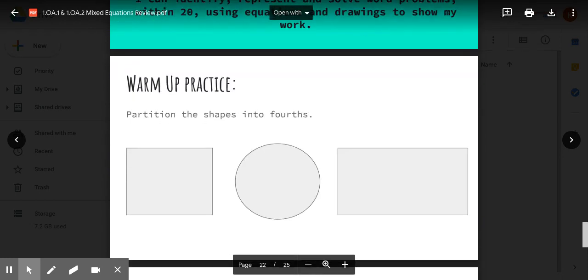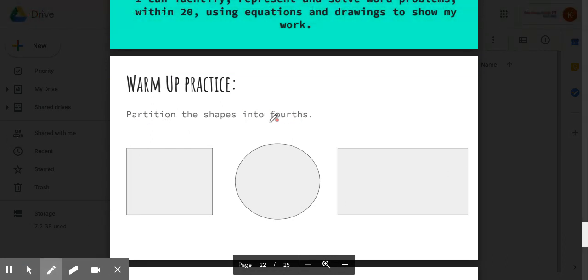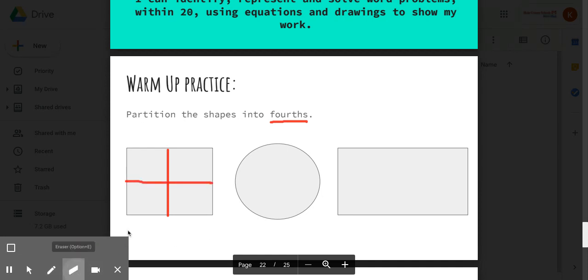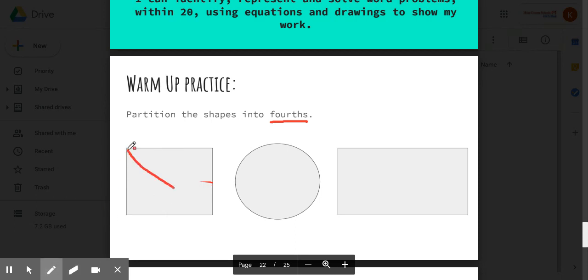First, we're going to begin with a warm-up. For today's warm-up, we are going to partition the shapes into fourths. So partition or cut the shapes into 4 equal parts. For the square, I can cut it straight down the middle or straight across, or I can cut it from corner to corner, as long as I have 1, 2, 3, 4 equal parts, meaning that each part is the same size and shape. Now I want you to pause the video and partition the circle and the rectangle into fourths.